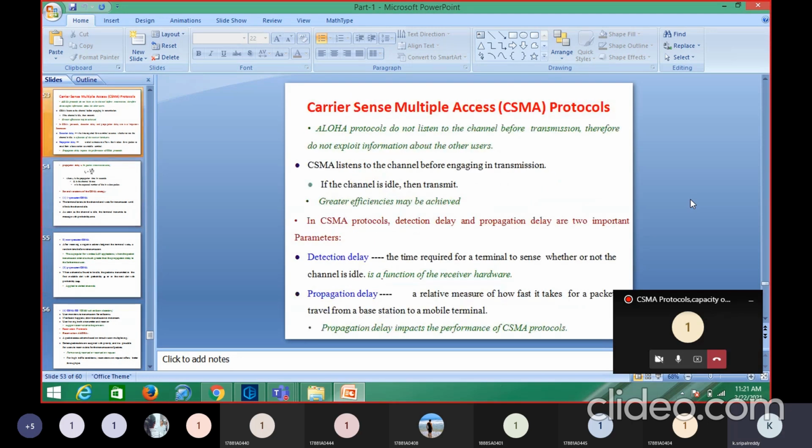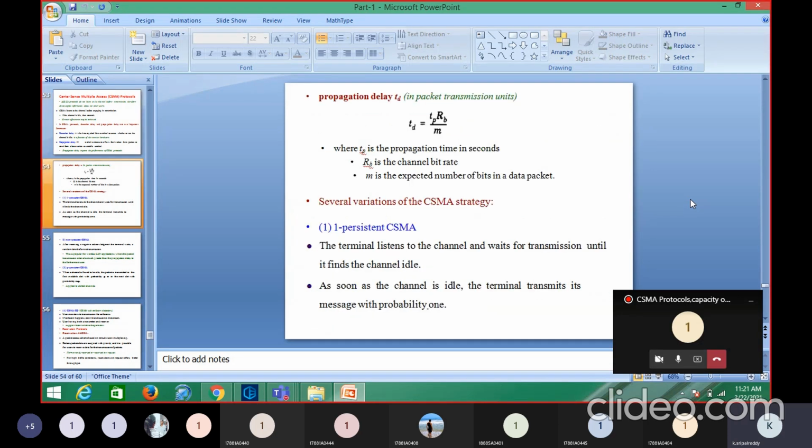These are the 4 protocols. CSMA will check the channel before transmitting the data. The first point: the efficiency will be increased due to the decrease in collisions. The second point: the parameters considered for these CSMA protocols are detection delay and propagation delay. The detection delay is denoted by the formula Tp into Rp by M.